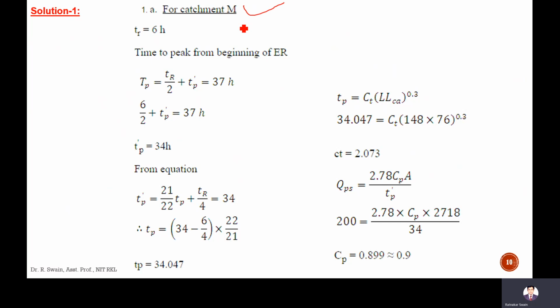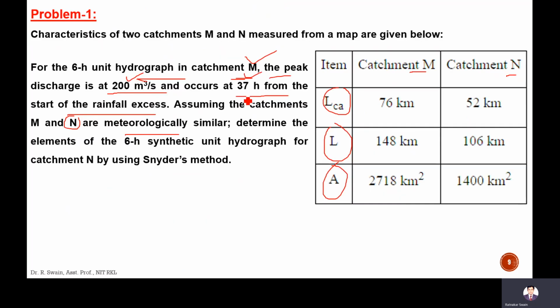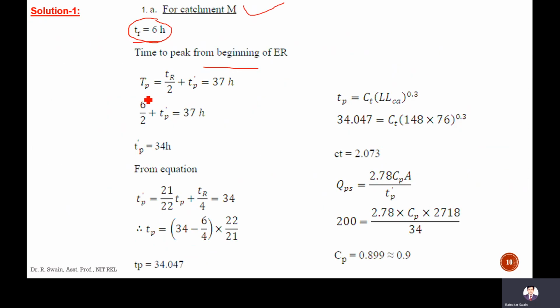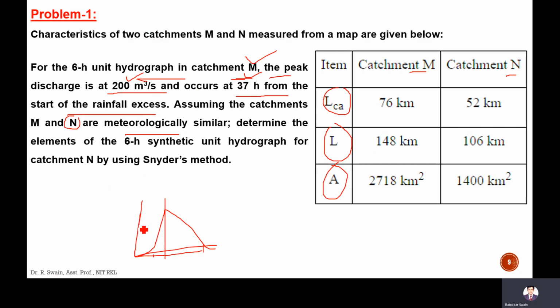For the catchment M, TR is 6 hours. That is given, the 6 hour effective rainfall. Time to peak from the beginning of the rainfall is given here as 37 hours. This is the unit hydrograph, and the occurrence time from the start of rainfall excess is given. TP, this is the time to peak.